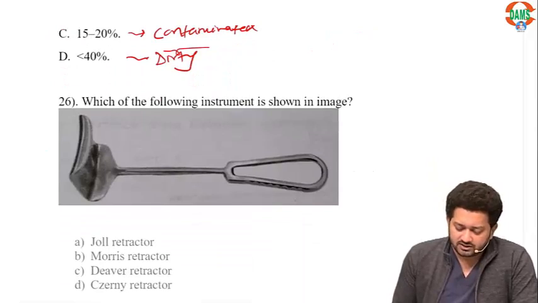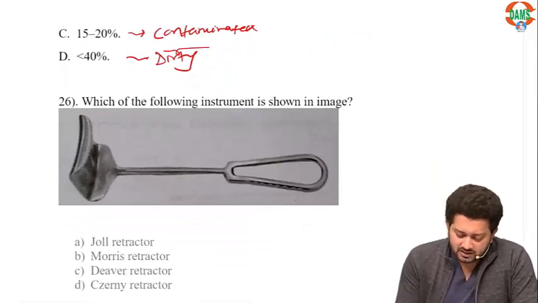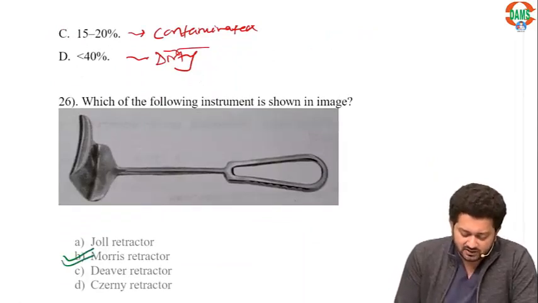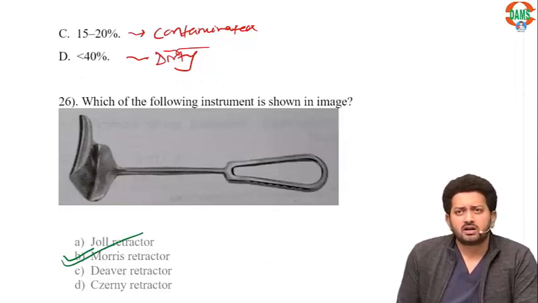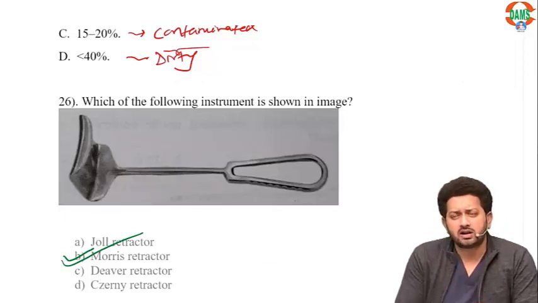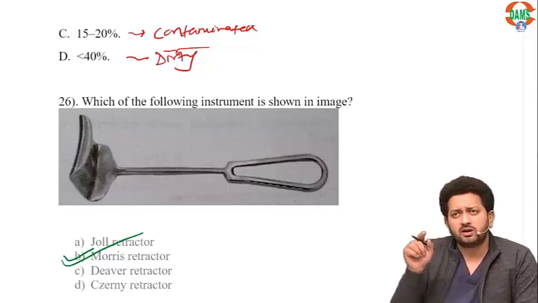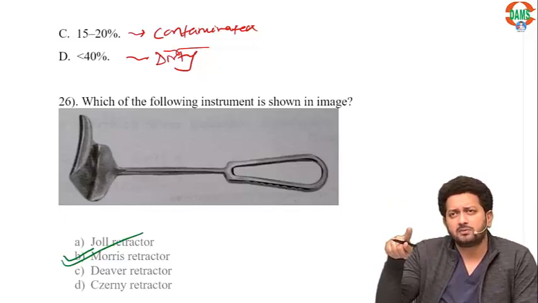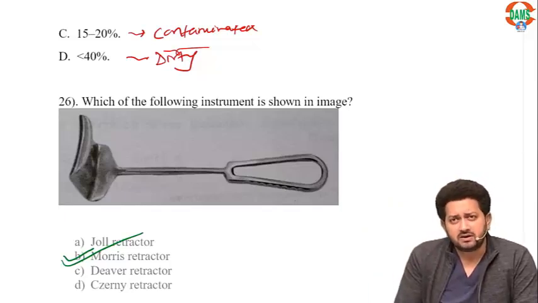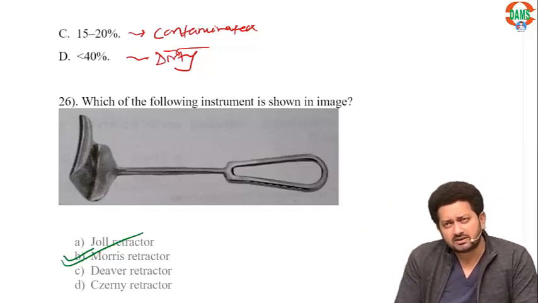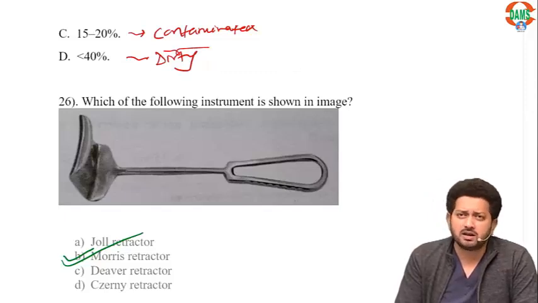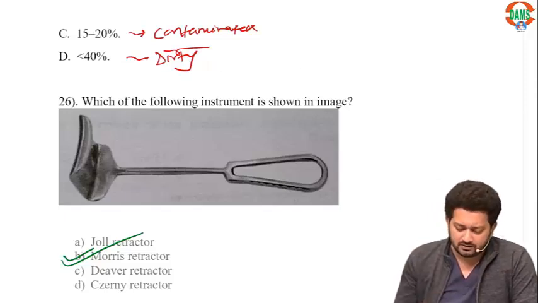Which of the following instruments is seen? This instrument is a Morris retractor. This is a Morris retractor. Jowl is a self-retaining small retractor used for thyroid surgery. The knee retractor is also small. It has retracting parts on both the ends. Deaver is also used, as compared to the Morris retractor, in many abdominal retraction surgeries.